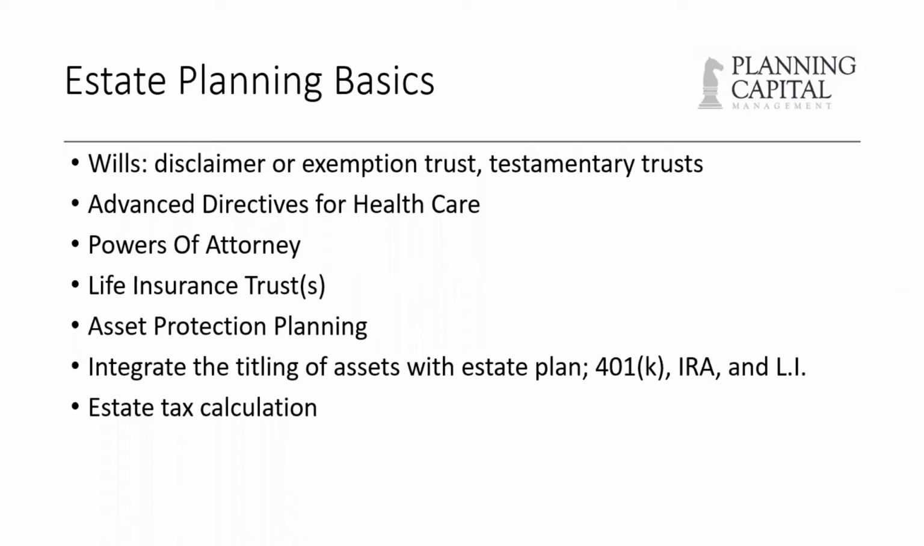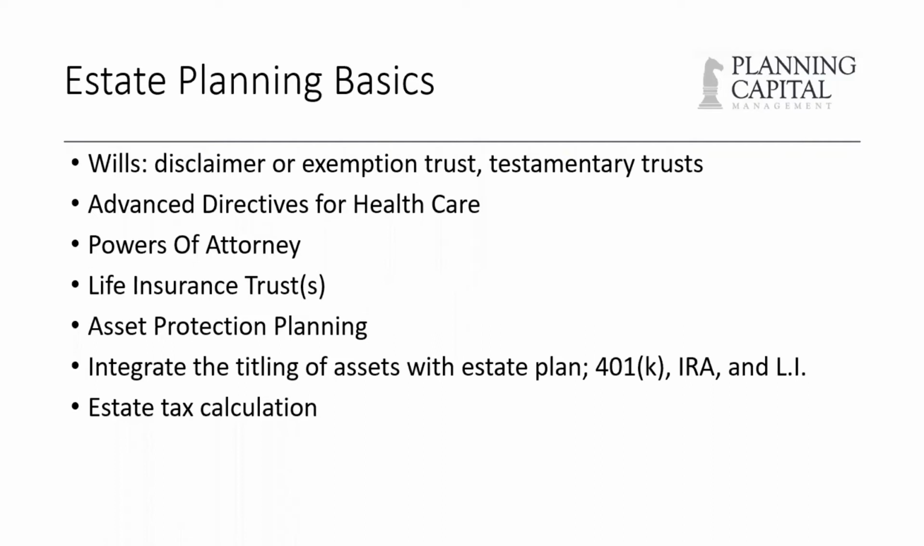When you create an estate plan, you also need to think about the titling of your assets, your 401k, your IRA, and your life insurance beneficiaries. If you're married, maybe you want your spouse as primary, but if you have minor children, your secondary beneficiary shouldn't be your children. It should be typically the trust created under your will. So the trust governs the distribution of assets because the assets can't pass to a minor.